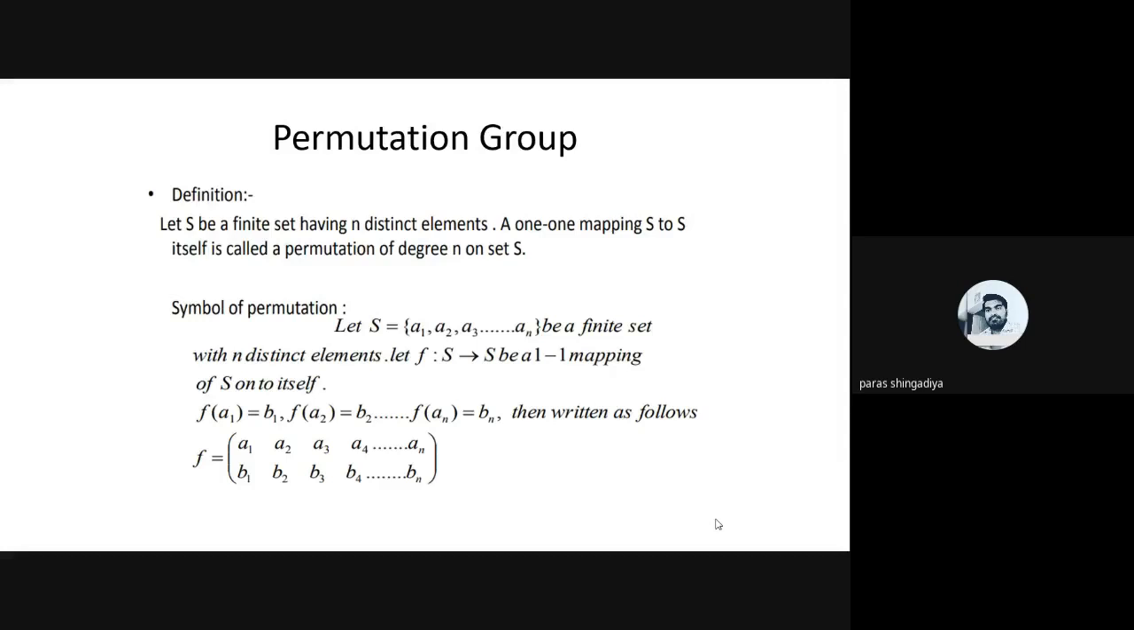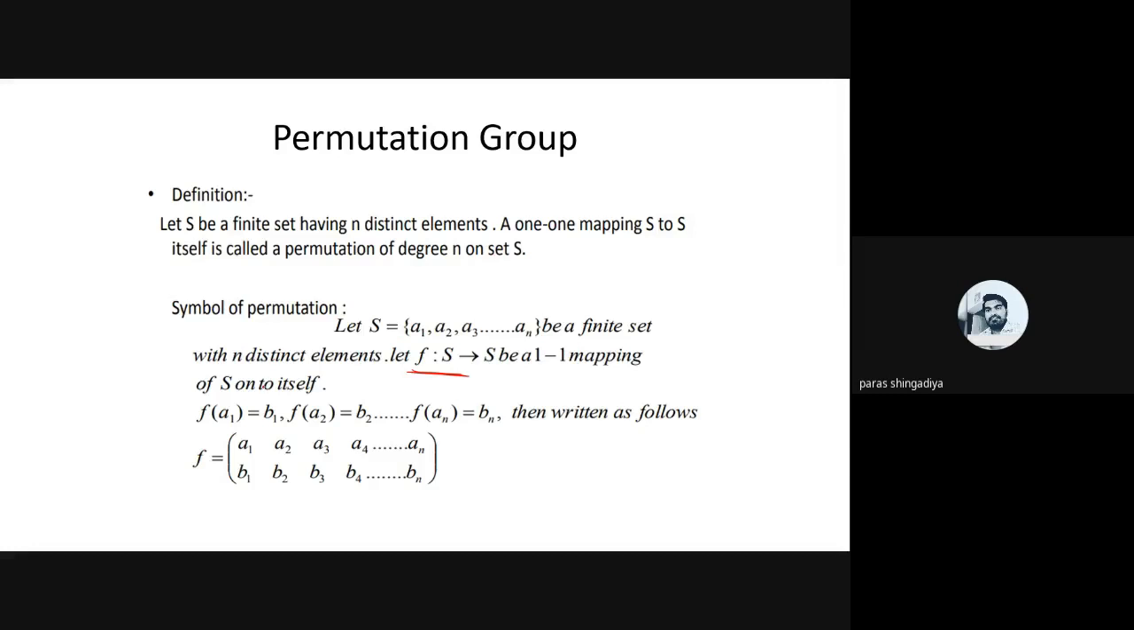So let us start with the definition of permutation. Take a finite set S having n distinct elements, and a one-to-one mapping from S to S. It is called the permutation of degree n on the set S. For the finite set S, which includes the n elements a1, a2 up to an, a finite set means n distinct elements, and this one-to-one mapping from S to S is called the permutation of degree n on the set S.